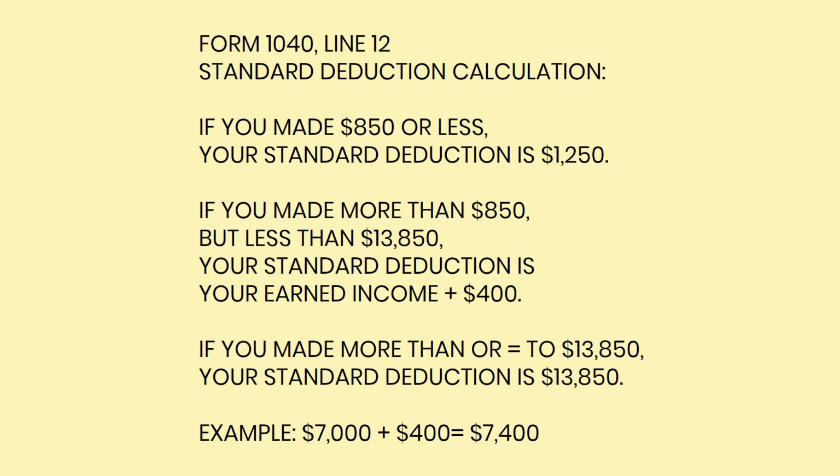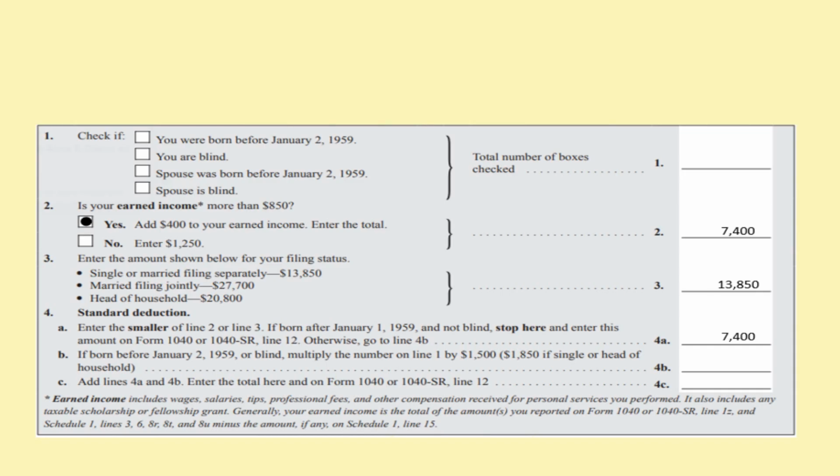In our example, you made more than $850 but less than $13,850, so your standard deduction would be your earned income, which is $7,000 plus $400. So your standard deduction would be $7,400.